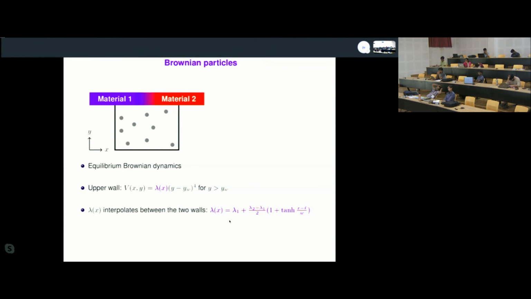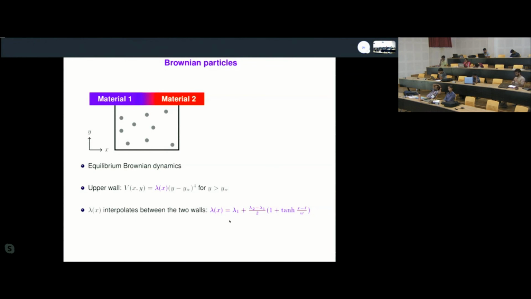But the stiffness of material 1 is lambda 1, the stiffness of material 2 is lambda 2, and they are not the same. And so I have to interpolate between these two materials, and that's what I do on the bottom right with basically a hyperbolic tangent. So this stiffness lambda of x, when I'm on the left of the junction, it's lambda 1, on the right of the junction, it's lambda 2, and I have a small region of width w in which my potential interpolates between the stiffness 1 and stiffness 2.